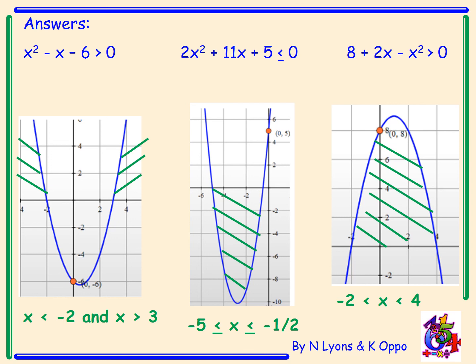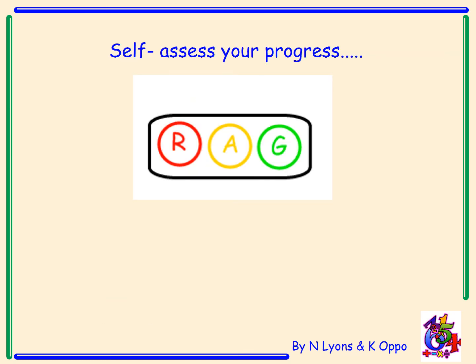Once you've finished marking your work, remember the next thing to do is assess your progress. How did you feel about this topic? Now it is going to be difficult because it's higher level work, but can you figure out what parts you're finding tricky? Then we can work on it. So here's your status. Self-assess your progress. Red, amber or green.